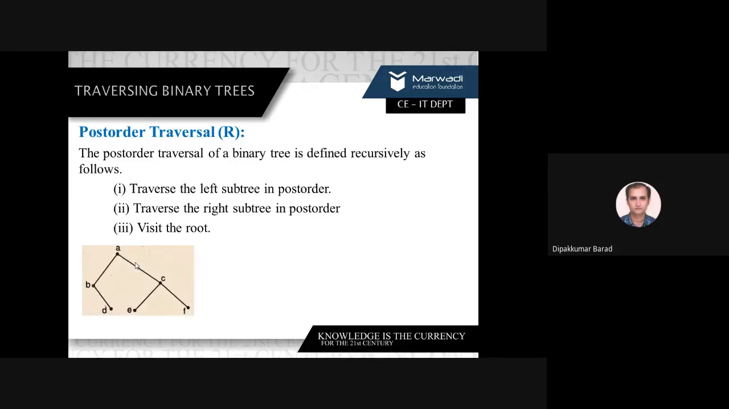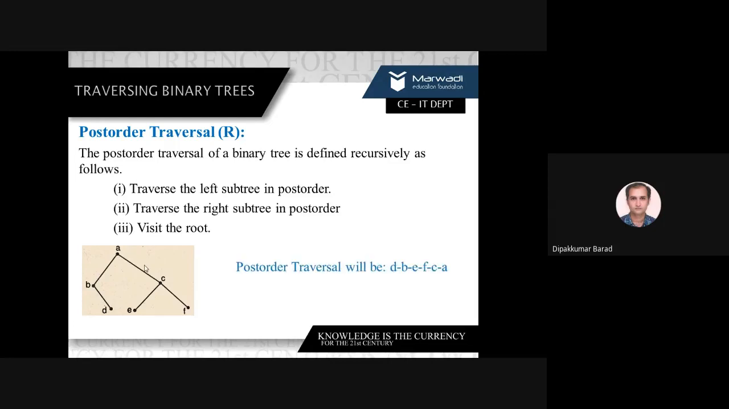Now the left subtree. For A, the left subtree is B, and B doesn't have any left subtree. So first we visit the right subtree, which is D, and then visit the root. So D, B. Now this is the left subtree, so we have to visit the right subtree, and in the right subtree first we visit the left subtree: E, then F, C, and at the end I get A.